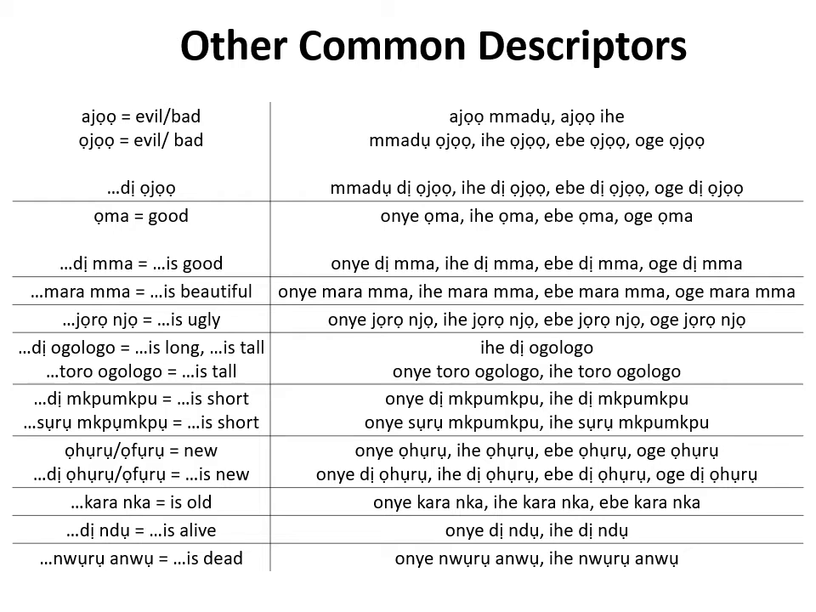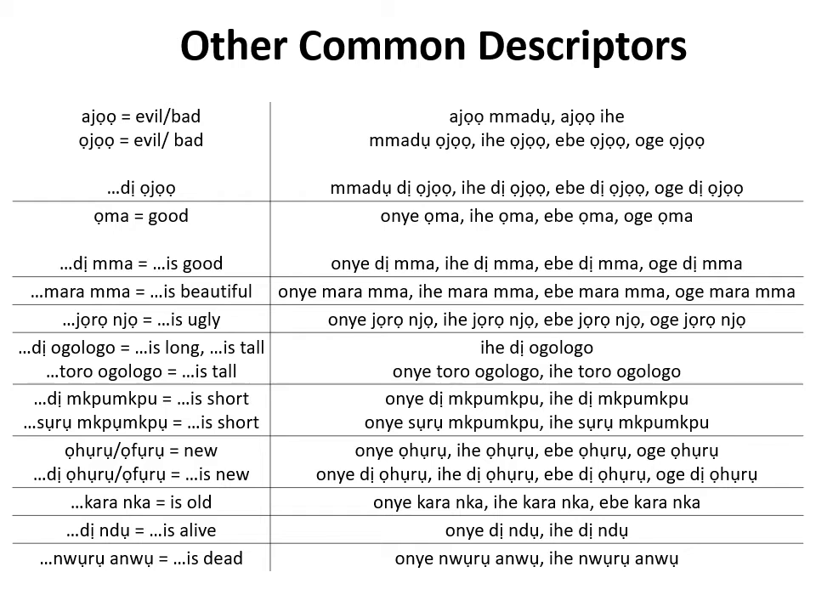You can also talk about being beautiful. So mara mma is beautiful. Onye mara mma, ihe mara mma, ebe mara mma, oge mara mma. The opposite of that is jọrọ njọ, is ugly. Onye jọrọ njọ, ihe jọrọ njọ, ebe jọrọ njọ, oge jọrọ njọ.